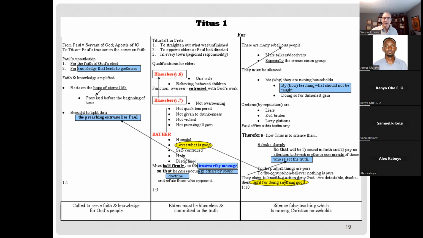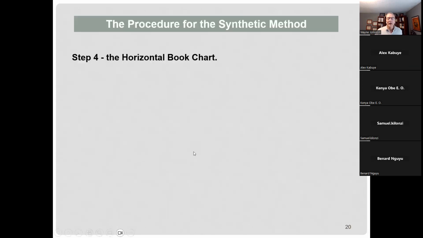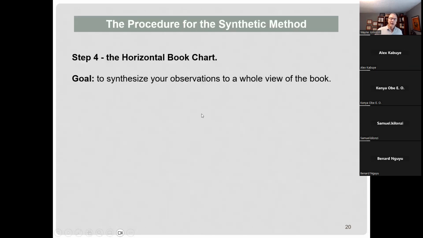Any comments or questions on this one? It's clear. Okay, good. And again, there's examples and it's learning. And if you do have questions as you go through the week, feel free to email me or text me. And then finally, the fourth step is the horizontal book chart. Basically, you're just taking all of your observations on your chapter charts and putting that together into a whole view of a single book.